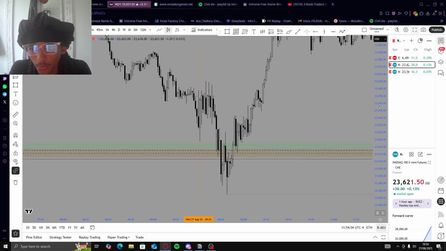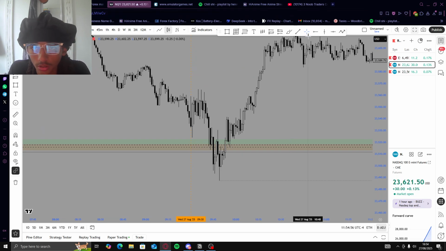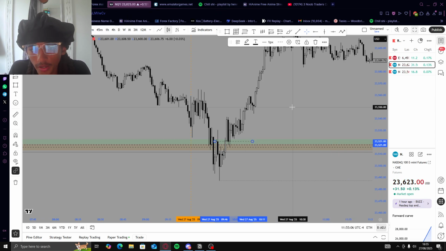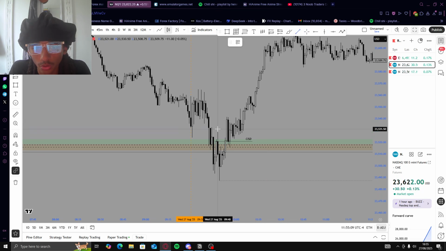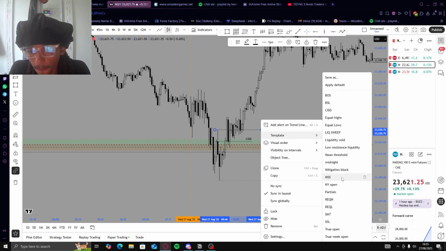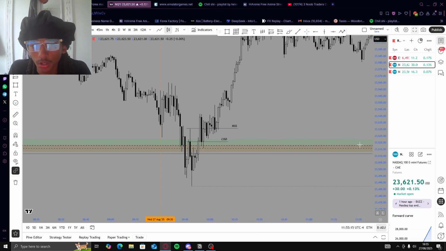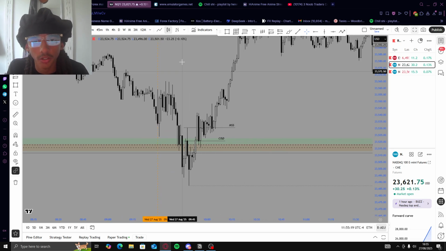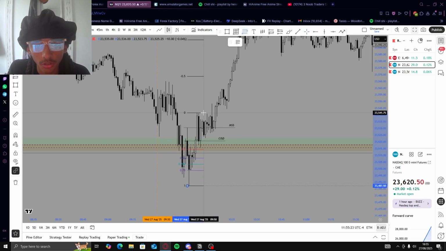So we have the, is this breakup structure or market structure? Anyways, just use that as a CISD. Could have gone off the CISD. This is also a market structure shift. Market structure shift. So yeah, we could have done that. Seen this candle here. Maybe done like a little retracement.